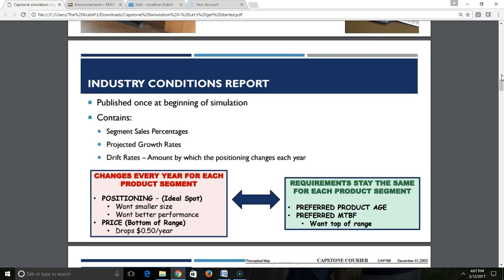If we just look at the industry conditions report, everybody has the same information again, right? It's going to be published once at the beginning of the simulation. Everybody has access to the same thing. Changes every year for each product segment. Let's look at that real quick.